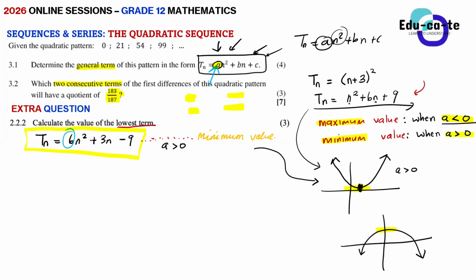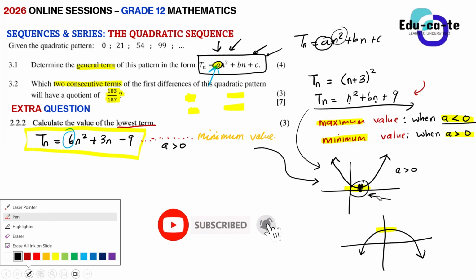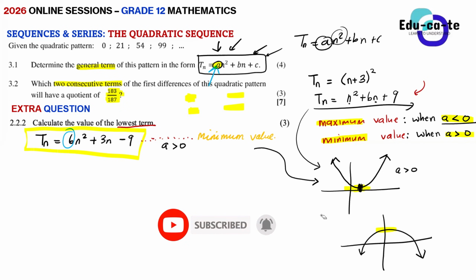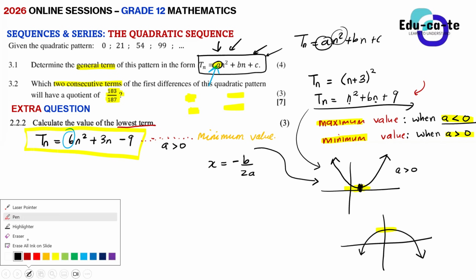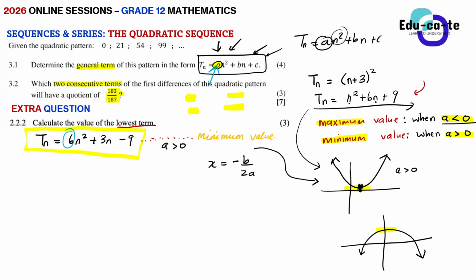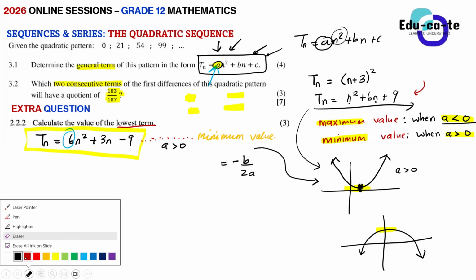All right. And how do we find the minimum value, guys? How do we solve the turning point? Because if we look at it in a graph way, it is the turning point of a parabola. How do we solve the turning point of a parabola? Is it negative b over 2a? Yes. Usually we use x equals negative b over 2a. But in this case, we are not going to use x, we are going to call it n. So n is equal to negative b over 2a. This is how you find the x value of the turning point.